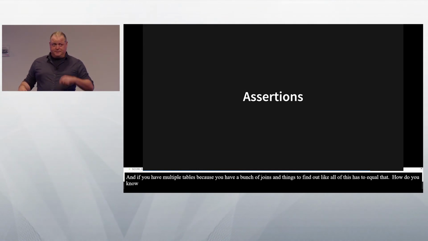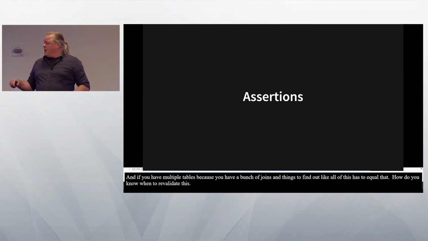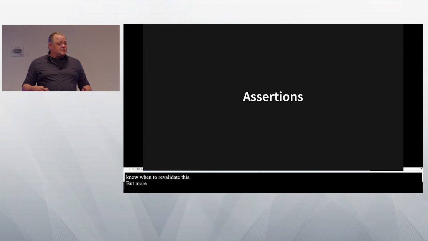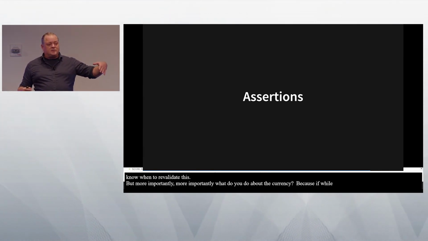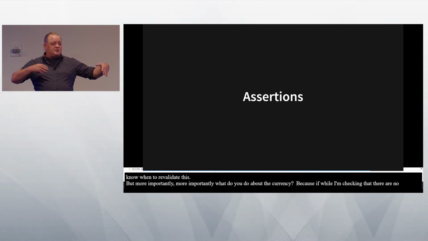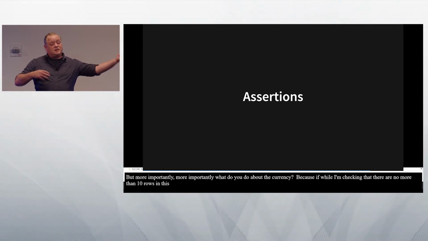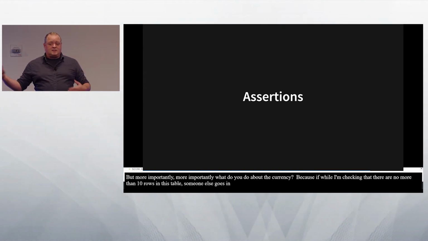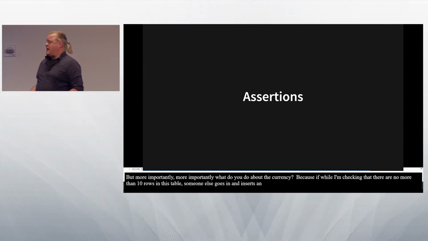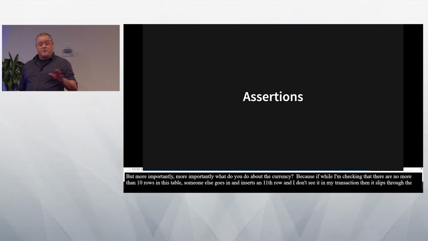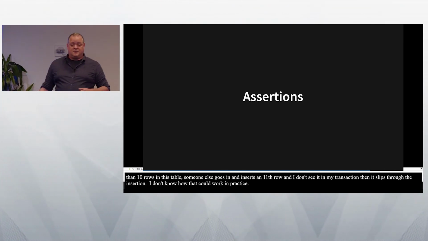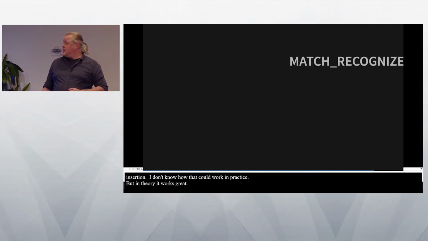But more importantly, what do you do about concurrency? Because if while I'm checking that there are no more than 10 rows in this table, somebody else goes and inserts an 11th row, but I don't see it in my transaction, then that slips through the assertion. So I'm not quite sure how that could work in practice. In theory, it works great, but in practice, no idea. But that would be nice.